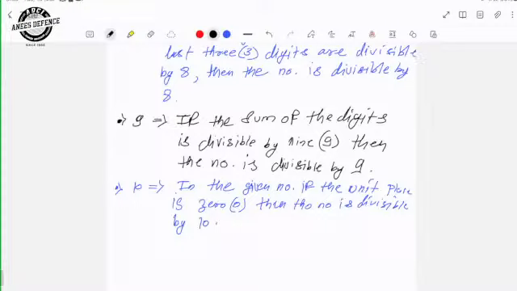So the next point we are starting with is Surds and indices.